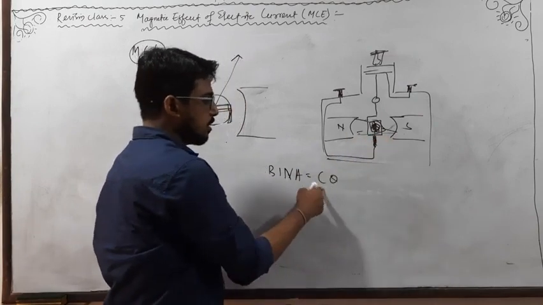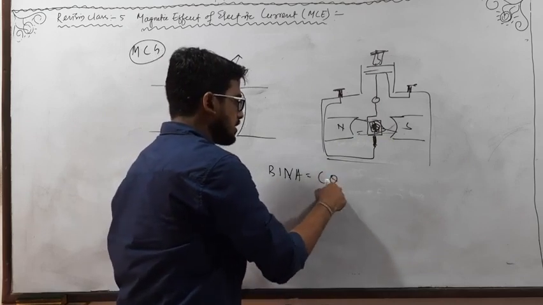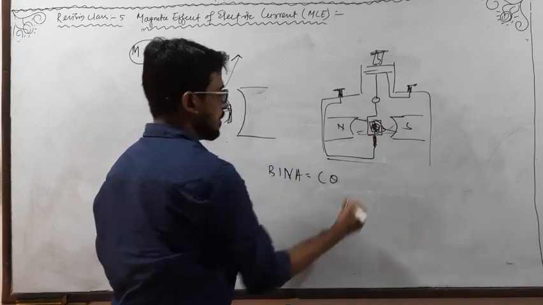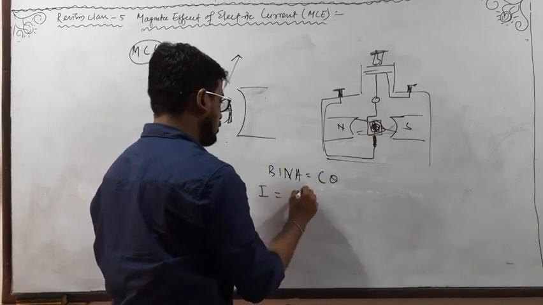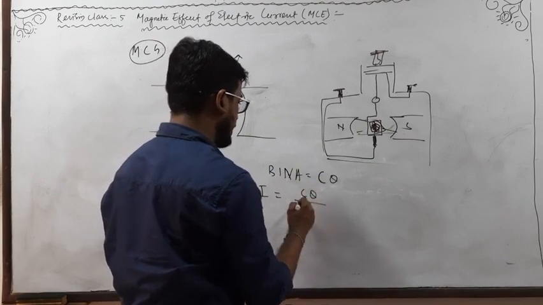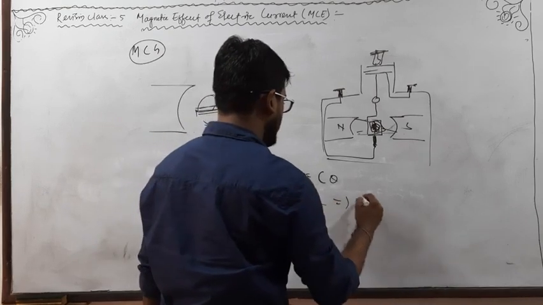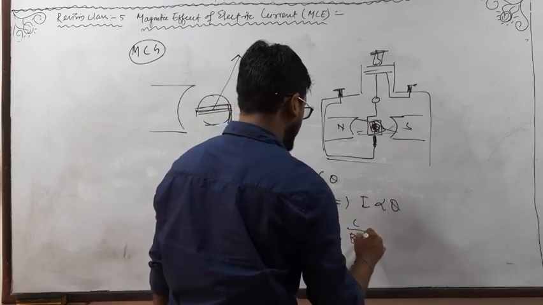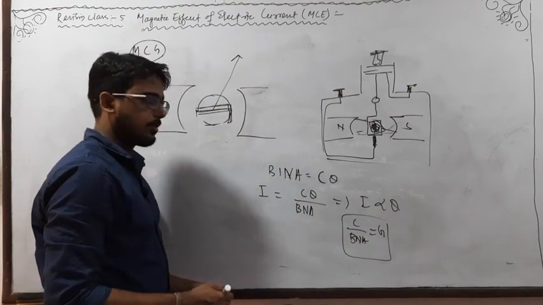Here theta is the deflection, the rotation or angular displacement of the spring, and C is the torsional constant. So from this we get the current I equal to C theta divided by BNA. So we can write I is directly proportional to theta, where C by BNA is a constant which is known as the galvanometer constant for a given galvanometer.